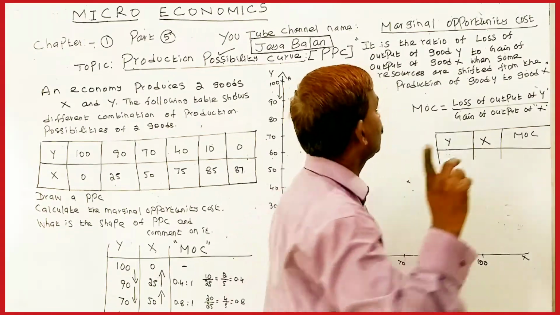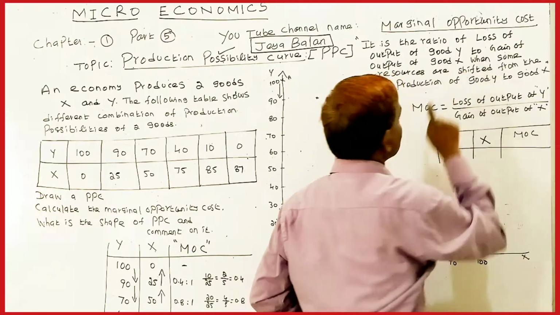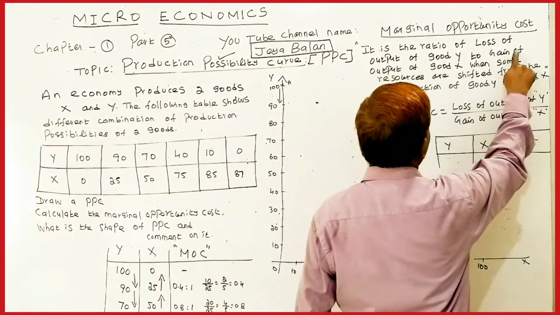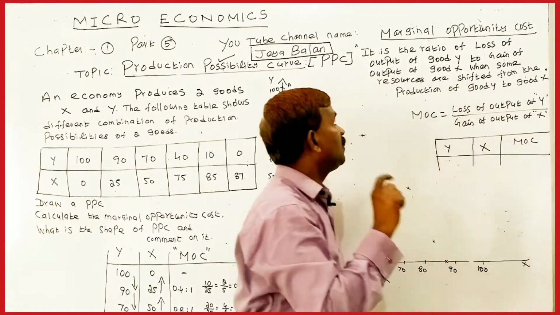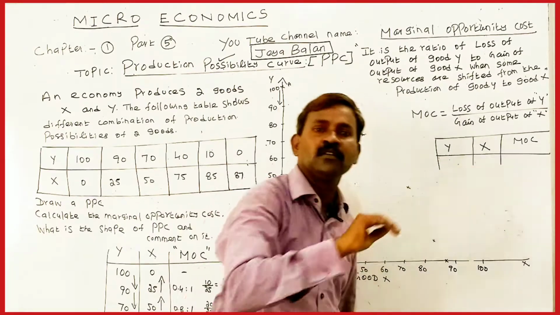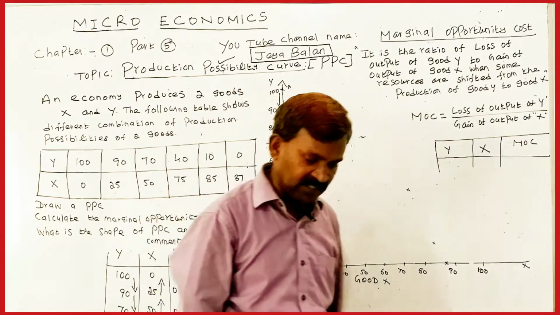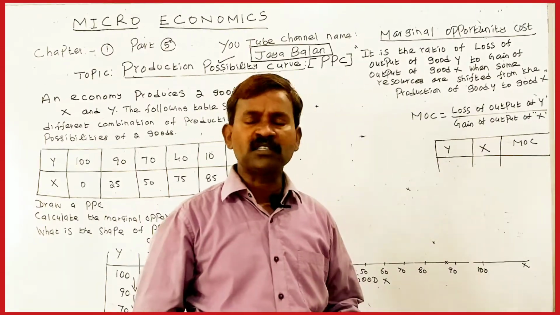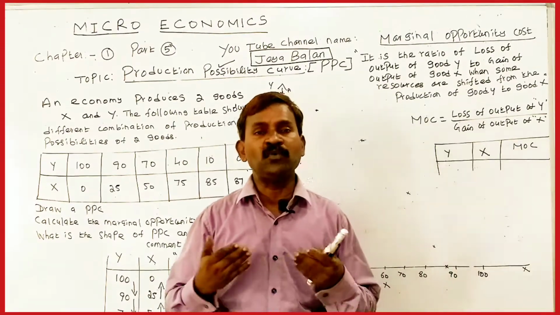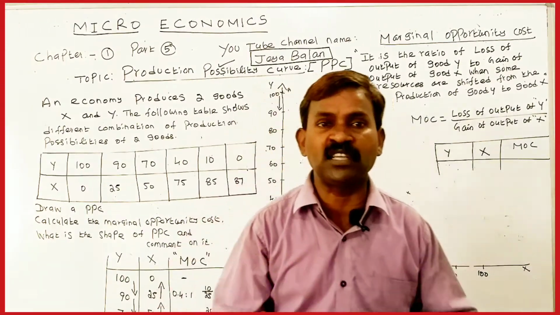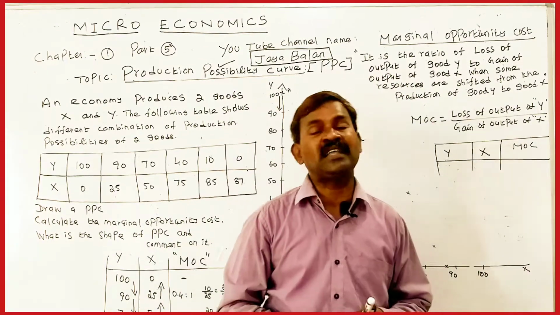What are the two things? Number one, loss of output of good Y compared to the gain in the output of good X, when some resources are shifted from the production of good Y to the production of good X. Basic concept you have already understood. The economy already utilizes all its available resources fully and efficiently, and there is no change in the technology.